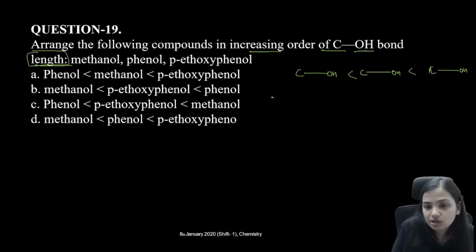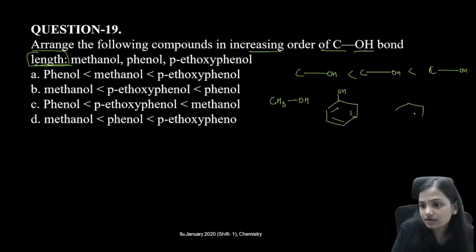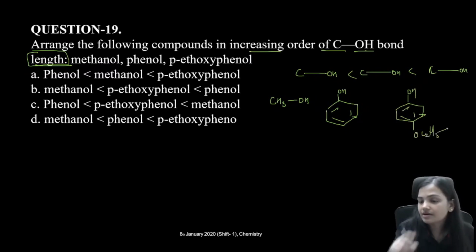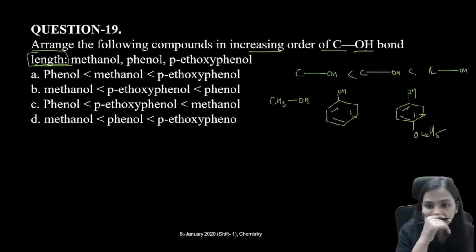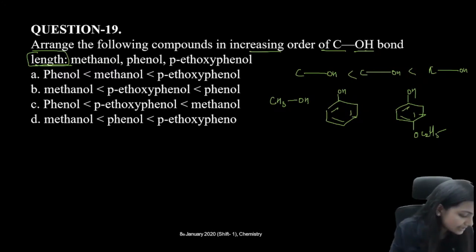You have methanol. You have phenol. And you have para-ethoxyphenol. Para-ethoxy means what? OC2H5. Para-ethoxyphenol. Got your answer? I think you got your answer. What is the right answer?